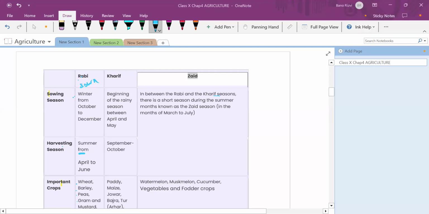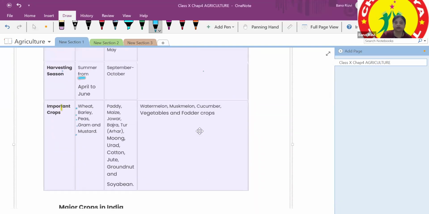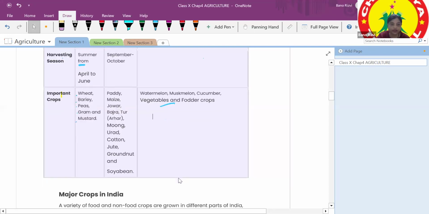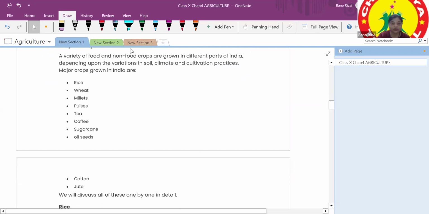Yes, ma'am. Okay, so we are talking about Zaid crops. This is between the Rabi and Kharif season. There is a short season during the summer months known as the Zaid season, in the months of March to July. What is grown between this? In Zaid we grow watermelon, muskmelon, cucumber, vegetables, and fodder crops. Now let's talk about the major crops in India.